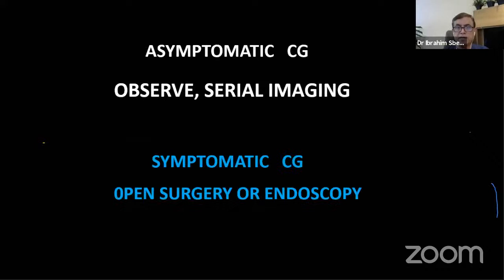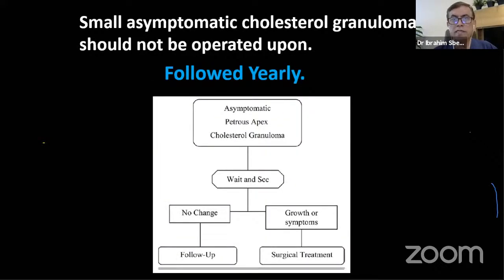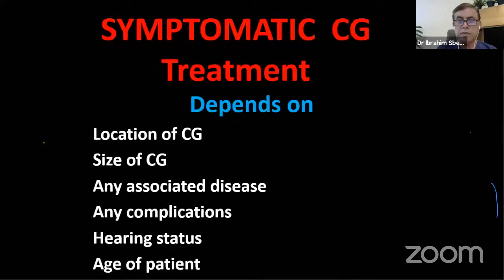What is the treatment of these cases? If they are asymptomatic, you don't need to do anything. Just observe, do serial imaging. If they are symptomatic, you have two options, open surgery or endoscopy. So, small asymptomatic cholesterol granuloma should not be operated upon. You follow them yearly. Maybe the first MRI or CT is done after 3 or 6 months, but then you follow them yearly. If there is no change, you just keep the follow-up. 3 months becomes 6 months and then becomes 1 year. If there is growth or symptoms, then you need to intervene surgically, open surgery or endoscopy.